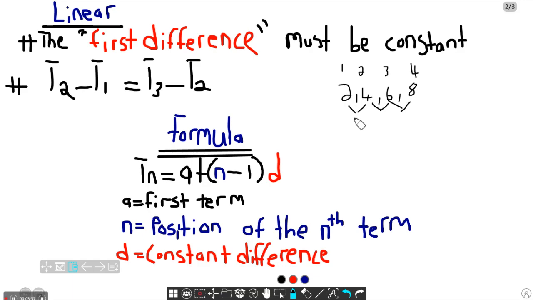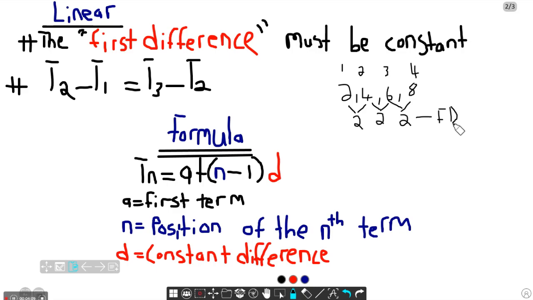So what is 4 minus 2? 4 minus 2, you're going to get a 2, right? And then term number 3 minus term number 2, 6 minus 4, you're going to get a 2. T4 minus T3, you're going to get a 2, right? Can you see it now? This is constant, right? Because we're getting 2, getting 2, we're getting 2. Now, this is what we call our first difference.